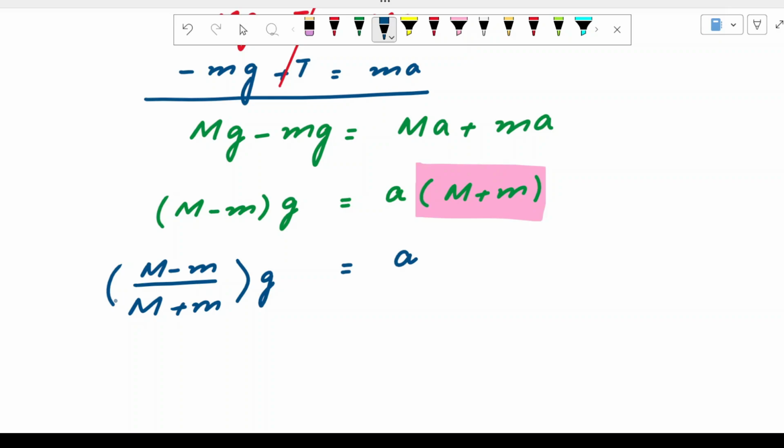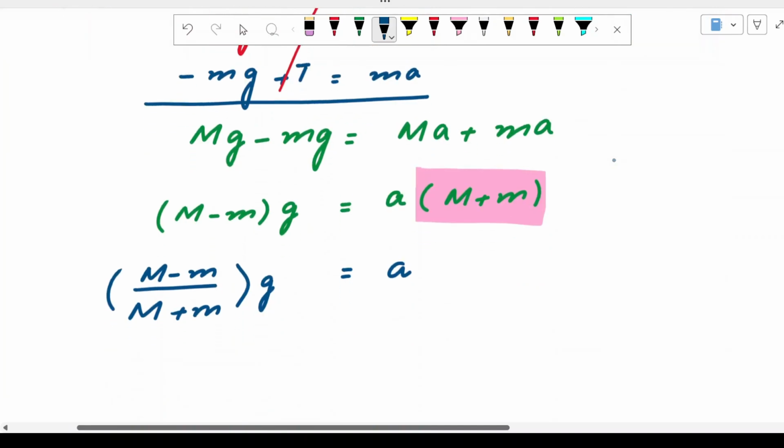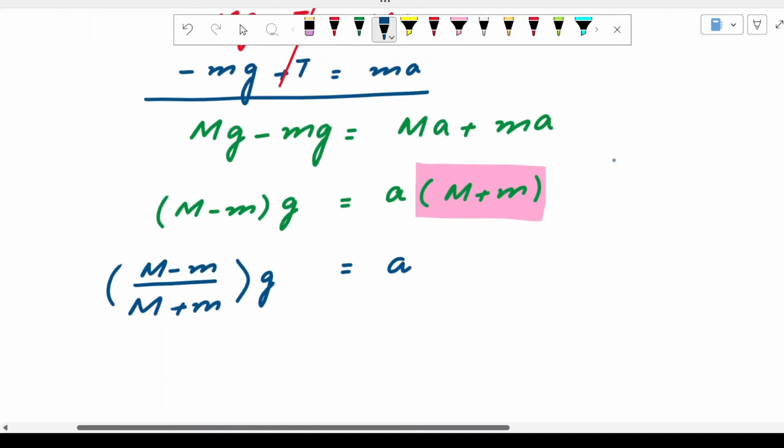If you want to memorize it, you're very welcome. In some of the questions, you can easily find the answer if they ask you to find acceleration and you have memorized this expression already, provided it is the same type. When two objects are hanging vertically, connected by the pulley, and they ask you to find acceleration, you can easily apply this expression, which is the difference of the masses divided by the sum of the masses times the value of g.